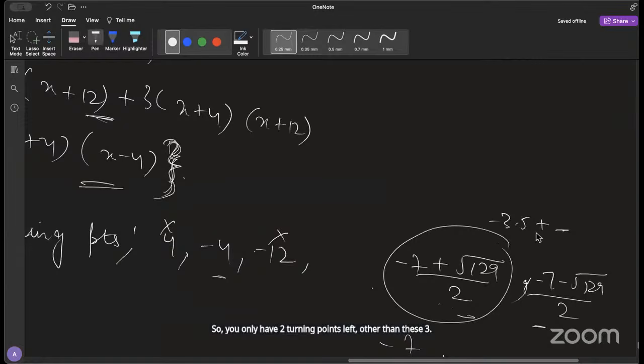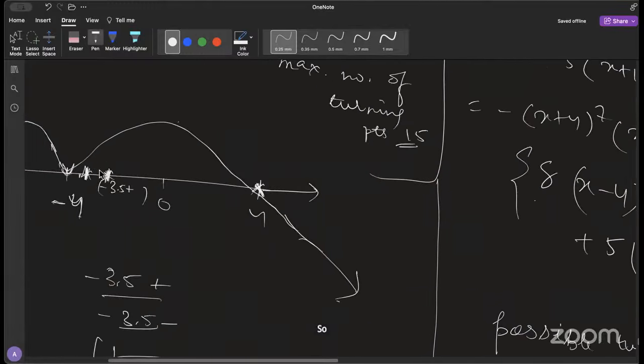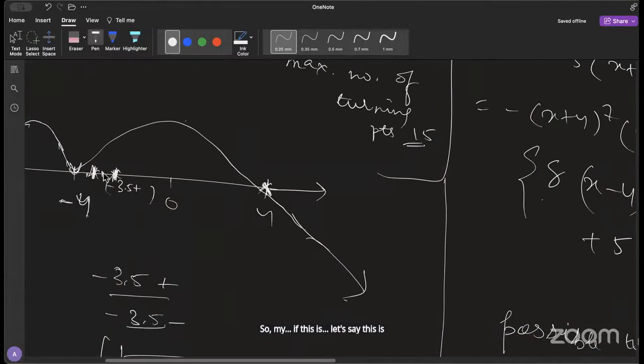One is minus 3.5 plus something, and the other one is minus 3.5 plus minus something, right? So if this is, let's say, minus 3.5, then minus 3.5 plus minus something is this point, and minus 3.5 plus something is this point, right? These two are your turning points.